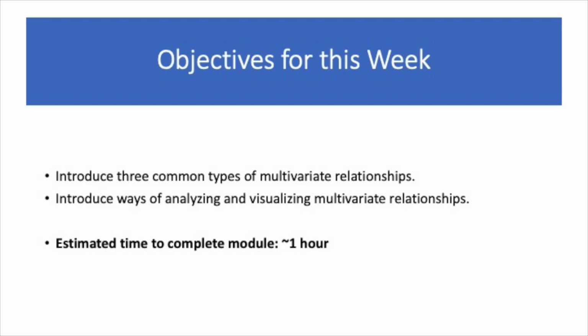We have a couple of objectives for this week. First, we're going to introduce three common types of multivariate relationships, and that is the bulk of this module. Second, we're going to introduce ways of analyzing and visualizing multivariate relationships, mainly in SPSS, right? So those are our two objectives. I expect that this module will take about an hour, maybe a little bit less, but that's what we're going to be covering for this week, these two objectives.